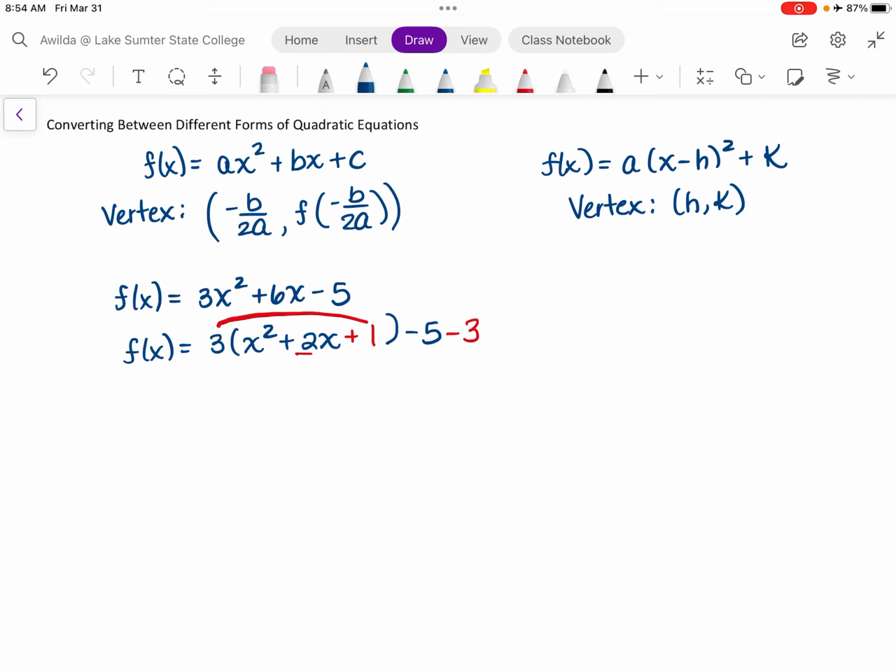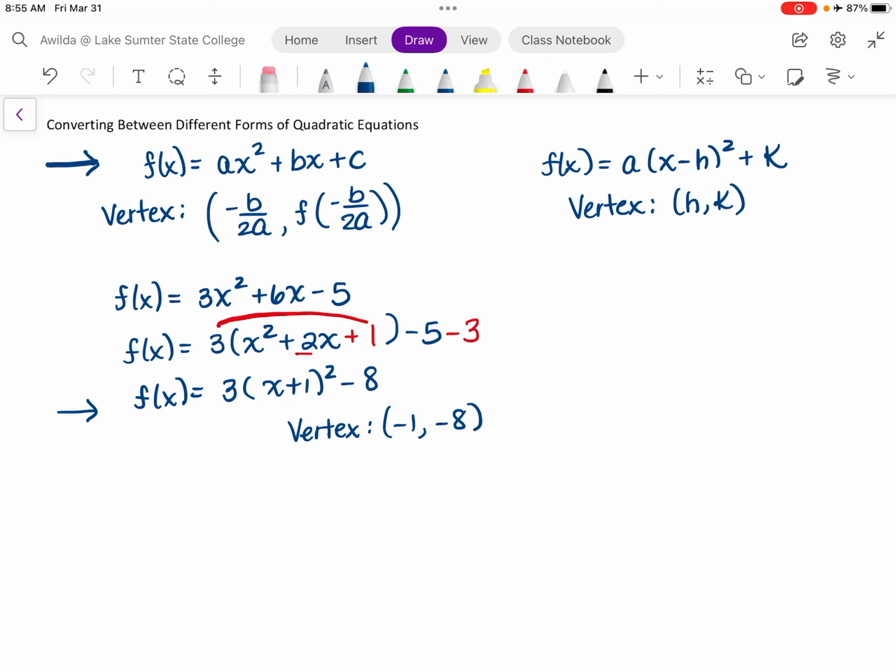Next, let's factor. So we have f of x equals 3, and then x squared plus 2x plus 1 factors as x plus 1 quantity squared. Negative 5 minus 3 will give us negative 8. So we have the second form for writing the equation of a quadratic function, and this form will yield the very same graph as what we started out with. In fact, according to this new form, the vertex would be at the ordered pair negative 1 comma negative 8.